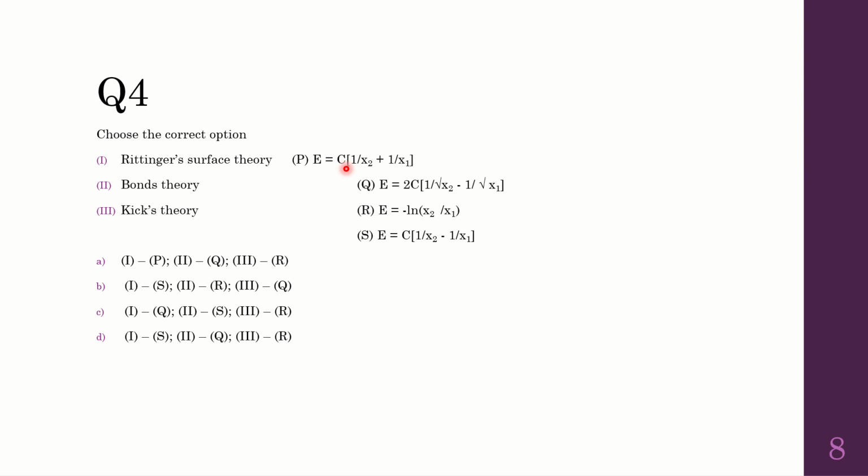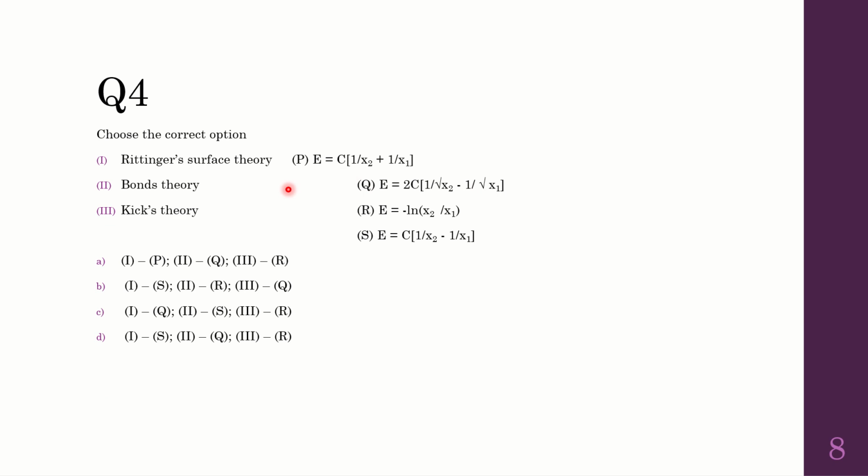So actually from Rittinger's theory, what we have is E is equal to C times (1/x2 minus 1/x1). So the right option is option S. So 1 is for S. So we have either B or D. And then for Bond's theory, we have E is equal to 2 times C into (1/square root of x2 minus 1/square root of x1).